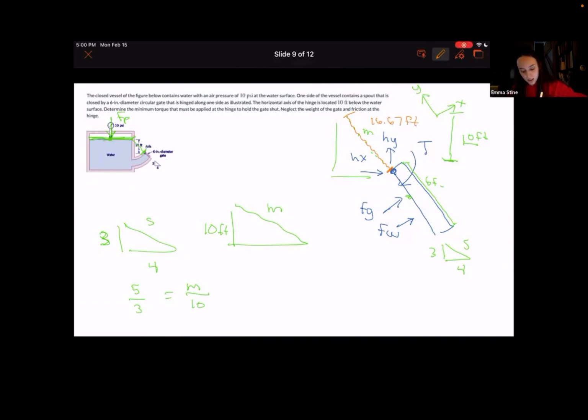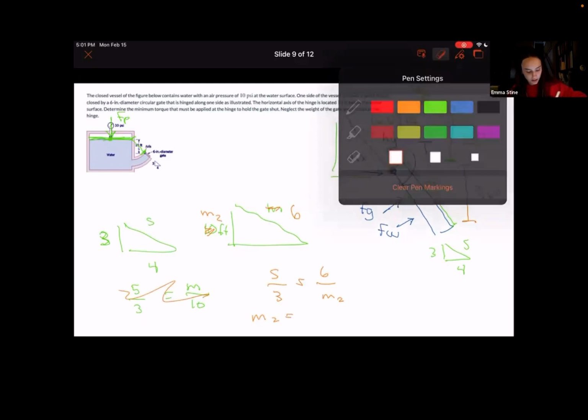We can also do the same thing with this distance just in case we need to know it. So it would be like this is m and this is 6. Okay, 5 over 3 equals 6 over m2. So m2 is going to be equal to 6 divided by 5 times 3. So this is going to be 3.60. That was just a little intro stuff.